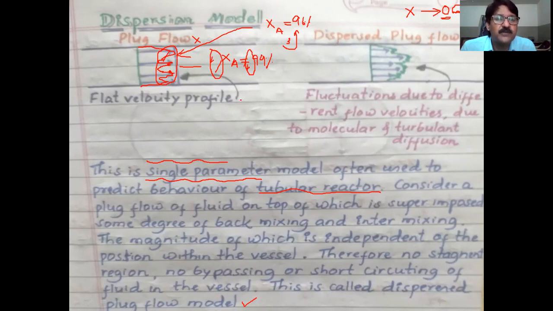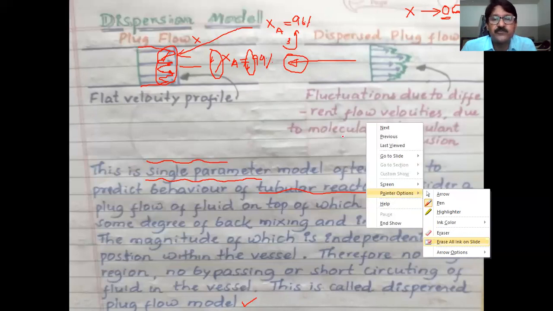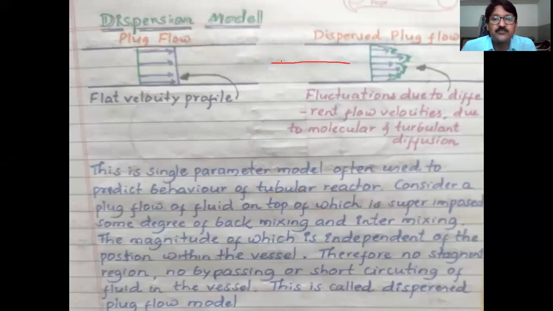In plug flow, we will be assuming there is no mixing, there are no eddies, there are no varying velocities. This is a model which is called the dispersion plug flow model, which is used to predict the extent of mixing in the plug flow. I hope you understood the concepts. Any confusion over here? Very simple. This is used to predict the extent of mixing in a plug flow. That's it.